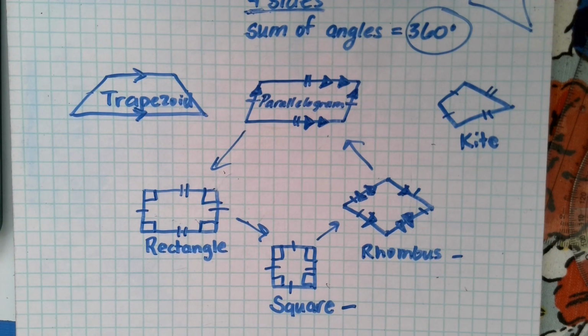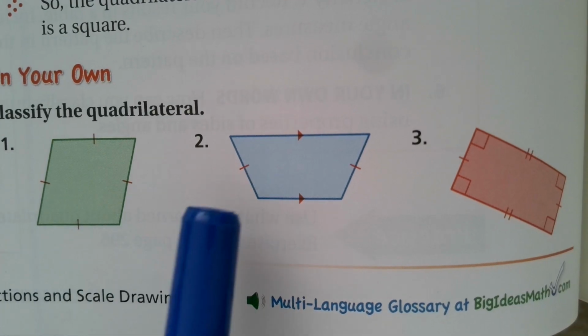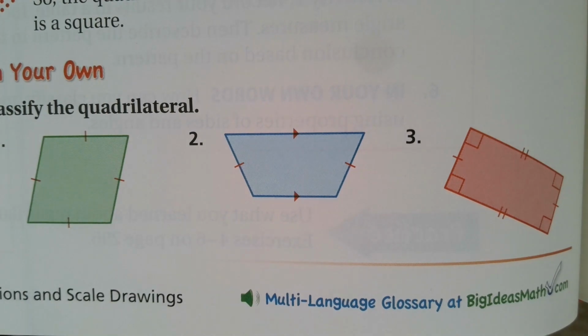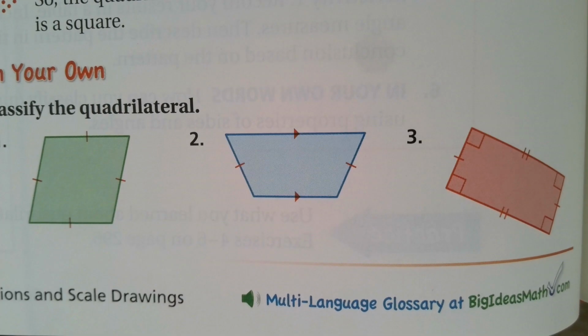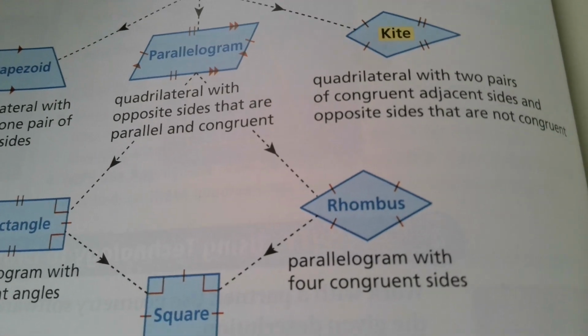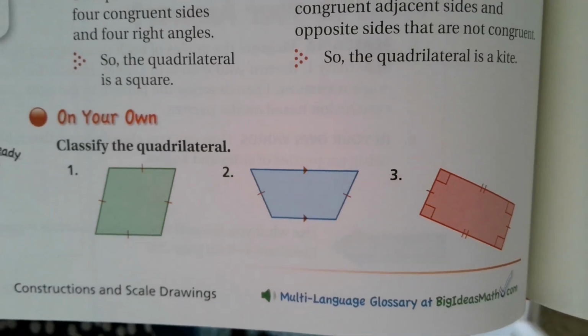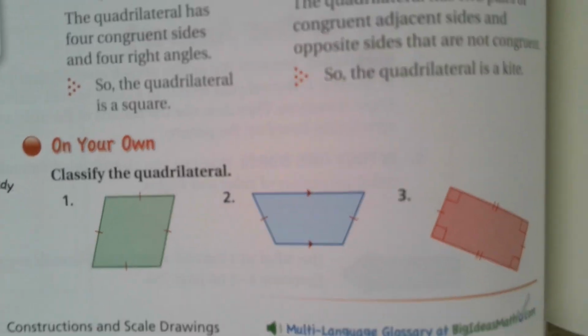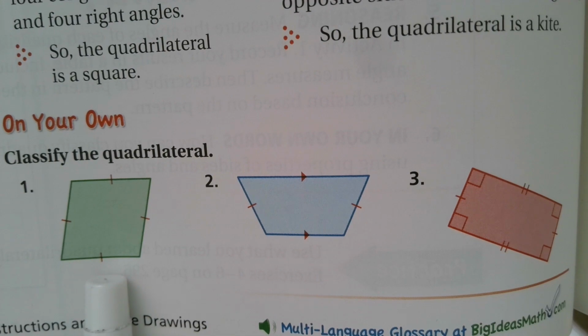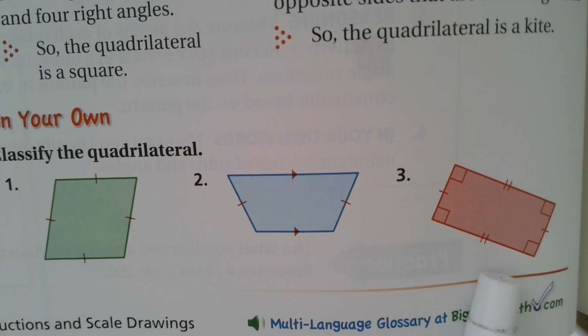So on your own, I'd like you to look at these 3 figures and think about how you would classify each of those quadrilaterals. You're going to think about, are there parallel sides? Are the side lengths the same? And if you need to go back to the original image in your book, you can do that and be reminded. Okay, so pause. You should have an answer for each of these. Okay. This one, it's a rhombus, a trapezoid, and a rectangle.